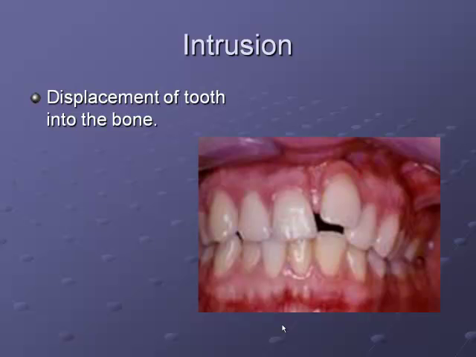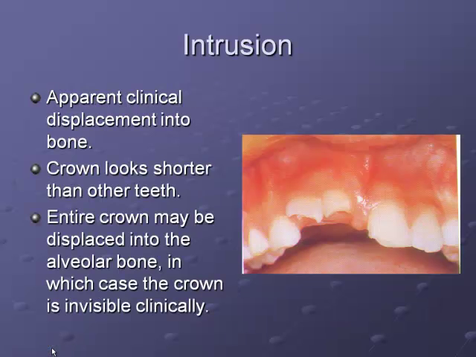Intrusion is the displacement of the tooth into the bone. Intrusion is the apparent clinical displacement into the bone. The crown looks shorter than any other tooth, and the entire crown may be displaced into the alveolar bone, so that the crown is invisible clinically.